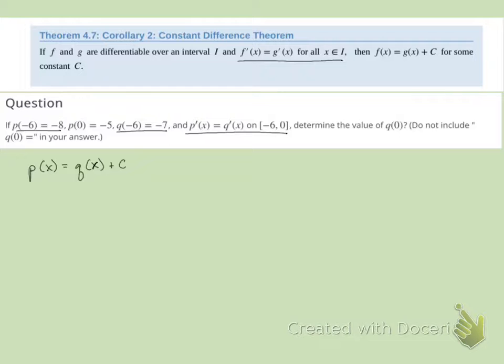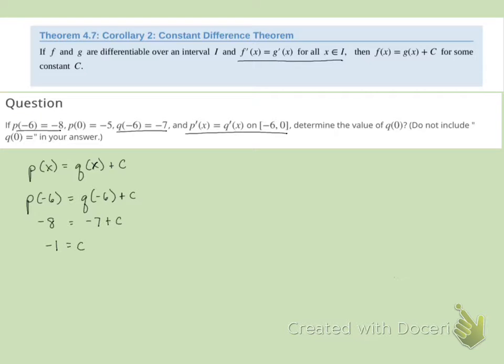So we know here from this corollary that p of negative 6 will equal q of negative 6 plus some value c. And we're told that p of negative 6 equals negative 8 and q of negative 6 equals negative 7. If we add 7 to both sides, we get that the constant value is negative 1 in this example.